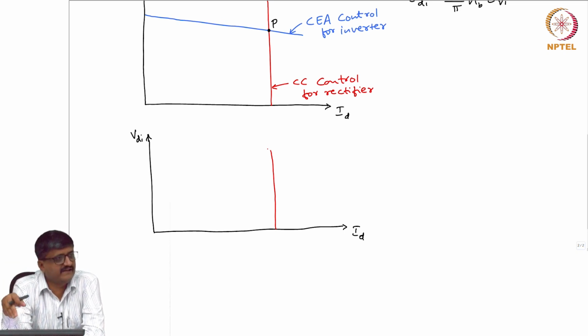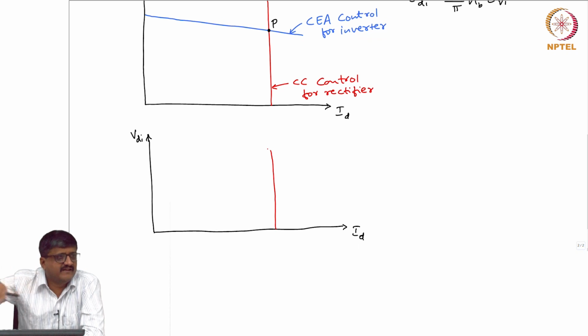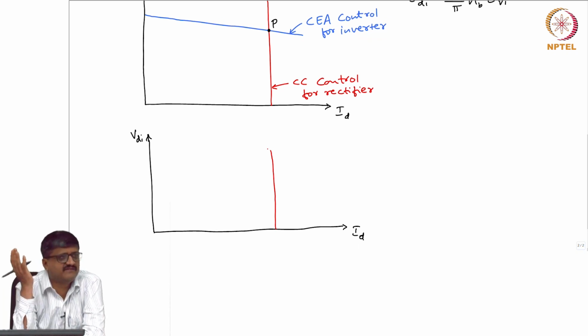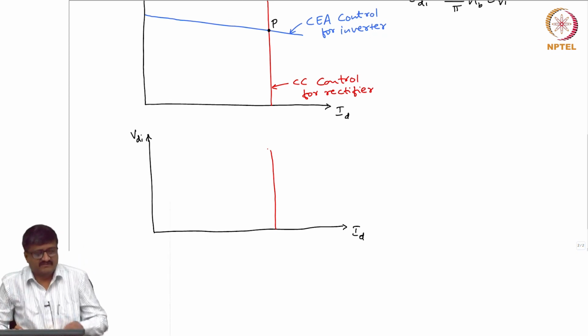At least this vertical line, it appears as if, while the other one has a negative slope and may at some point intersect the ID axis, and then we can say it stops there. But as far as CC control is concerned, when I say it should lie in the first quadrant, it appears as if the other point is at infinity. But in practice, what decides the other end of this vertical line?